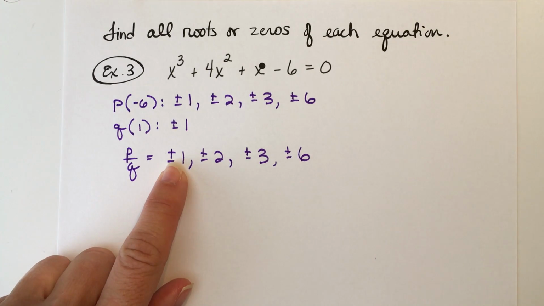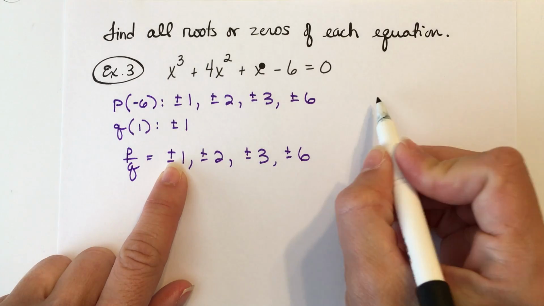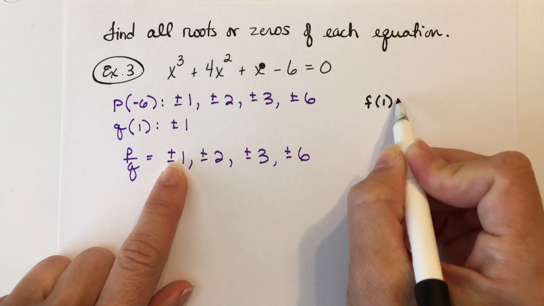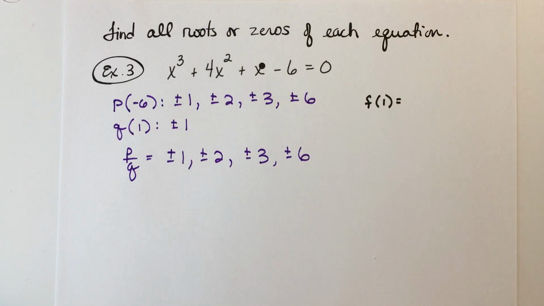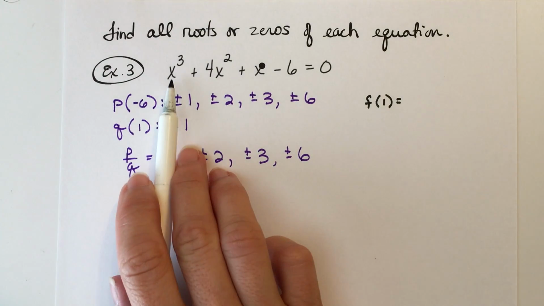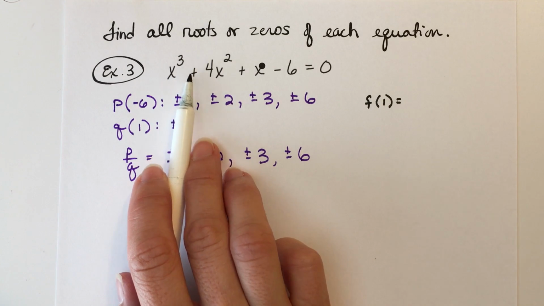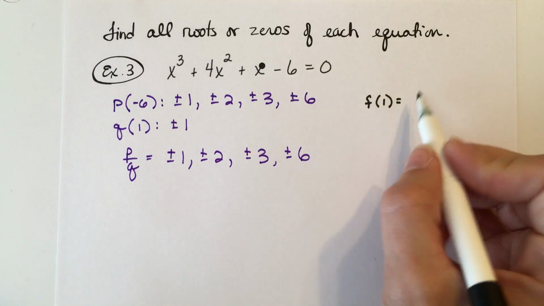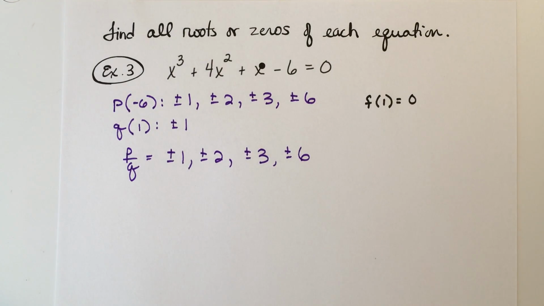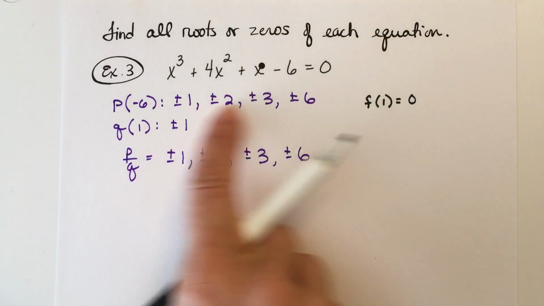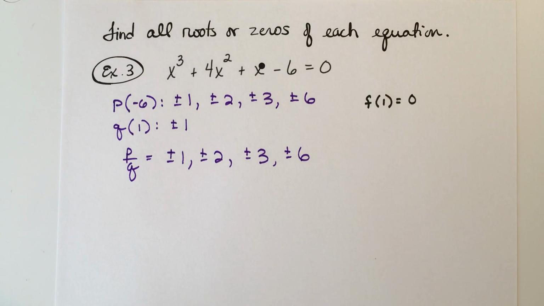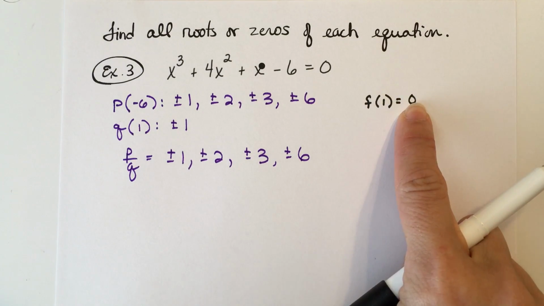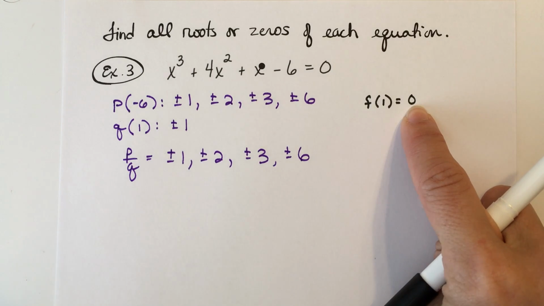So just start with +1, okay? If you were to substitute in +1, I've actually already calculated these, but if you put in 1 and do 1 to the 3rd power plus 4 times 1 to the 2nd power plus 1 minus 6, you actually are going to get equal to 0, okay? So as soon as you find one, and there may be more, you just need to plug them in and find one that will make it equal to 0, okay?